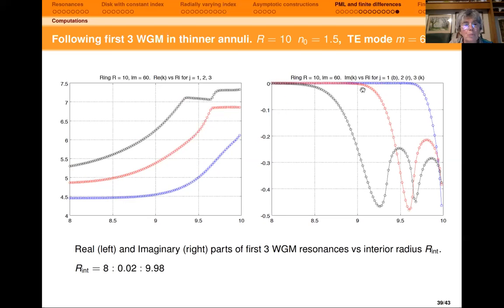So the blue corresponds to the first one, the red, the second one, and the black, the third one. And you see that it was a sort of surprise for me that the real part seems to converge to some limiting value. What was not a surprise is that the imaginary parts tend to minus infinity when the thickness tends to 0. So it is possible to compute this.